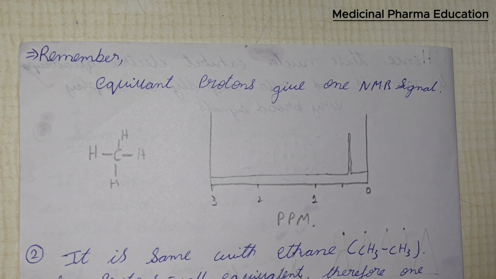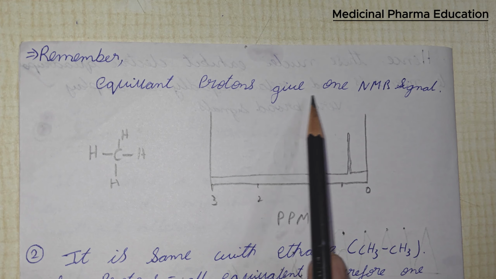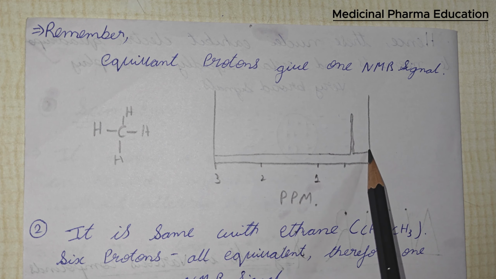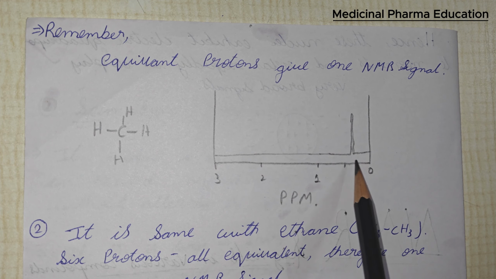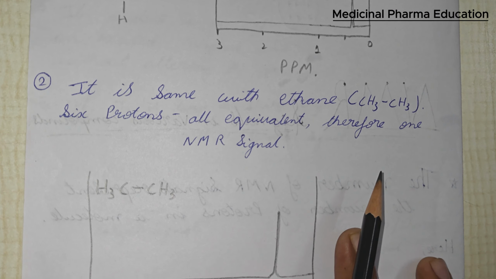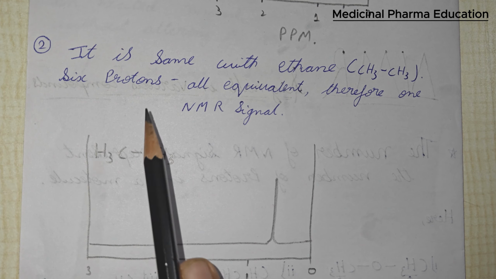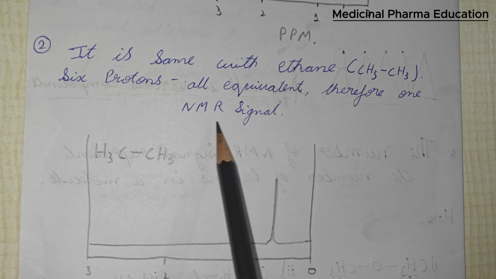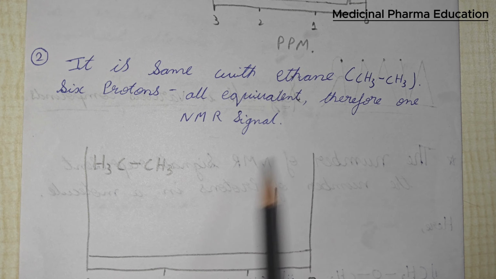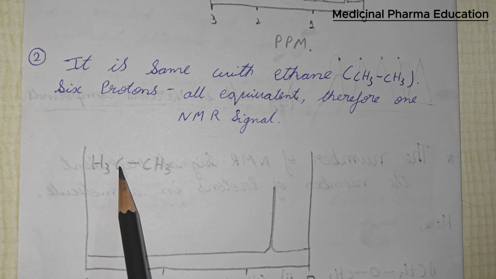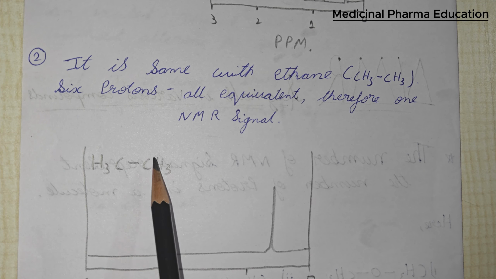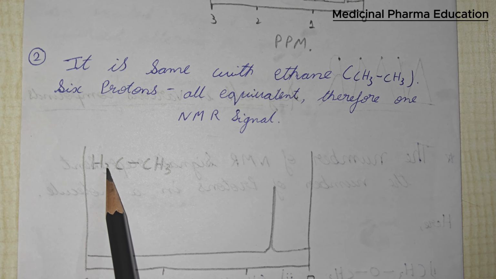Remember, equivalent protons have one NMR signal. I think you've understood. If it contains only one signal, in parts per million, it contains only one signal. Okay, next we'll go with another one. It is the same with ethane. 6 protons, all equivalent, therefore one NMR signal. See, in ethane also, the carbon contains 3 protons, the other carbon contains 3 protons. They are equivalent, with the same neighboring atoms and the same atom it is attached to. So only one NMR signal.